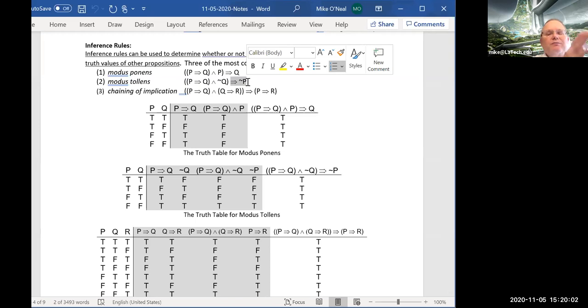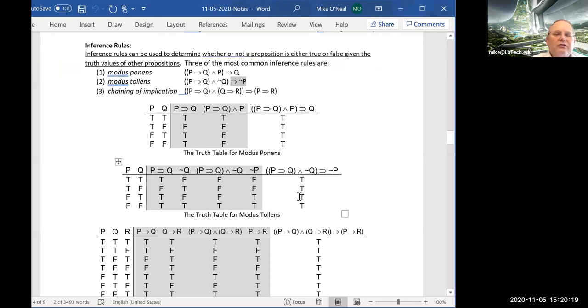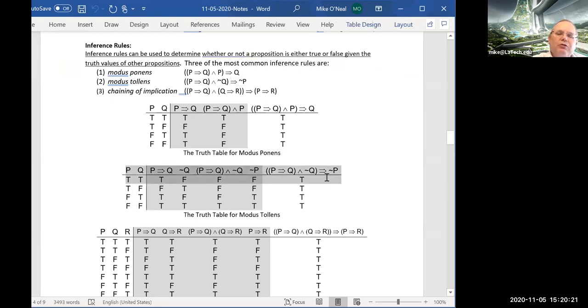If Josh is at home, then he's playing Halo. If that if statement is true, and it's also true that Josh is not playing Halo, then the only way those two statements can be true is for Josh to not be at home. He isn't at home. Now, what does that look like as a truth table?